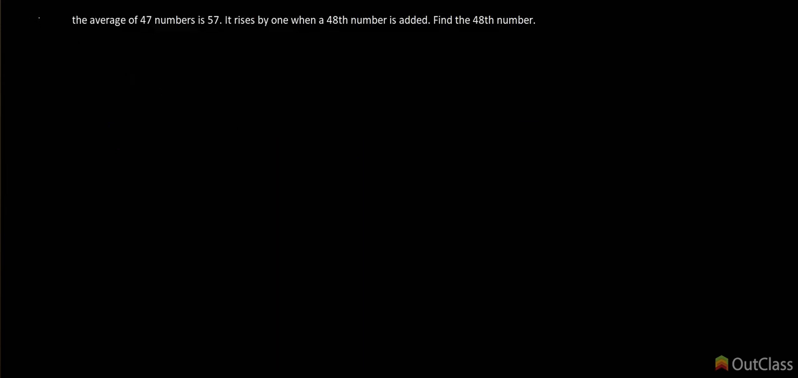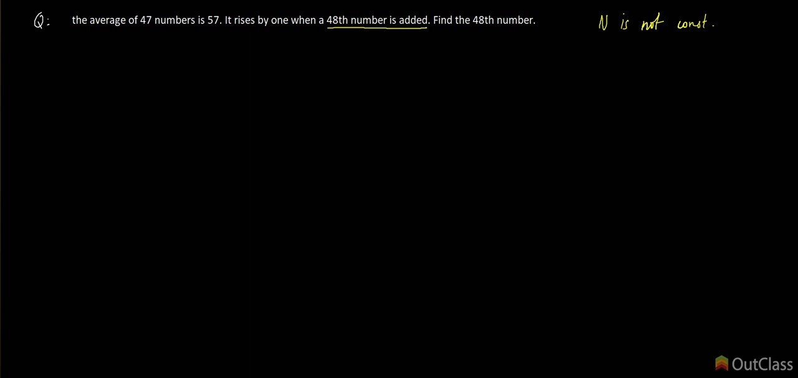Let's look at this question again. The average of 47 numbers is 57. It rises by 1 when a 48th number is added. Find the 48th number. So the problem here is n is not constant. So it's a little tougher to apply our delta S approach here, but it can still be done. And I want to elaborate using the diagram as well.